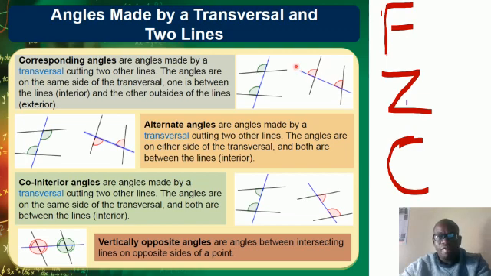In this diagram here, here's my transversal, line 1 and line 2. So which angles are found on the same side of the transversal and the two lines? This angle and this angle are called corresponding angles, and they are equal. There's a theorem, but I'll discuss that later.